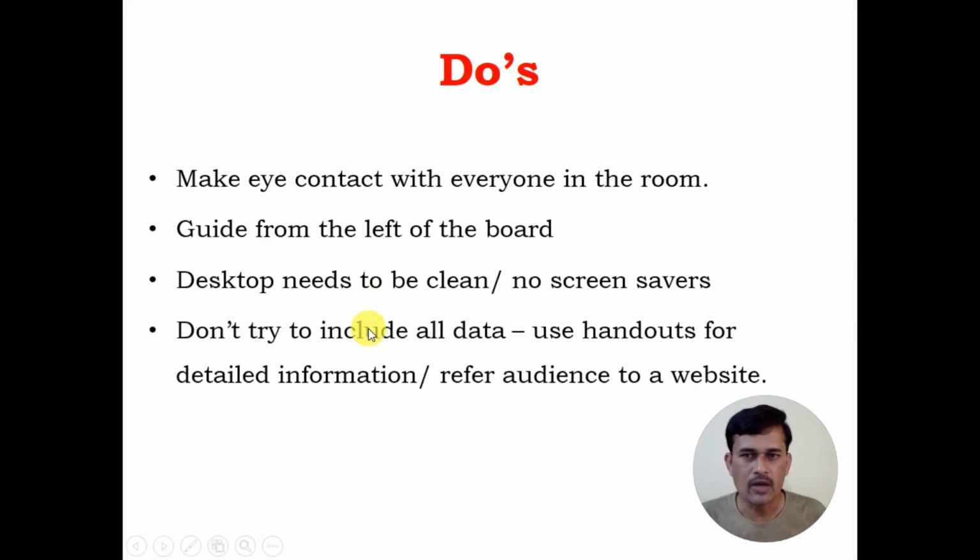Next one is make eye contact with everyone in the room. This is very important. Yes, so and so is my friend and dear to me, so I want to look at only that person and give the presentation. Not like that. You need to observe everyone. You need to identify whether your audience is interested or not. Based on that you need to change your modulation, your volume, your content, your topic, whatever it may be.